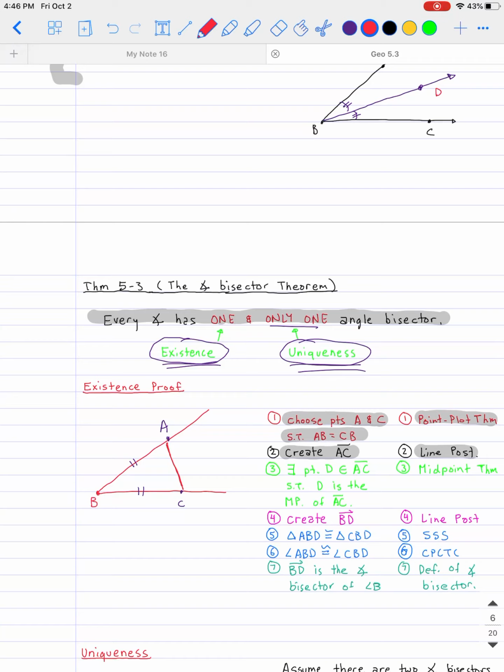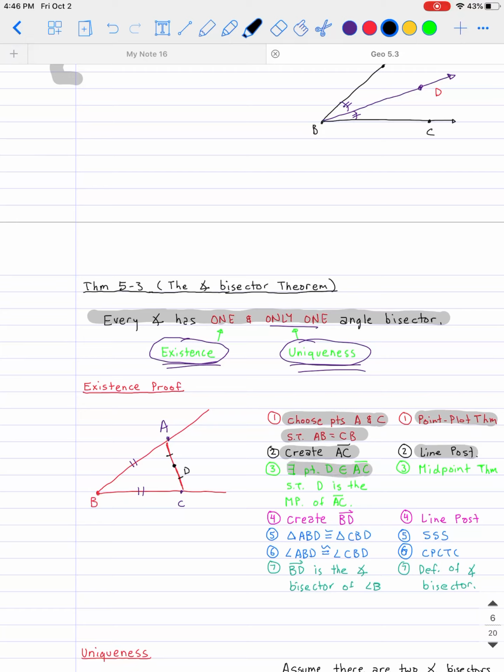Okay. Next, step 3 says there exists a point D on AC such that D is the midpoint of AC. Well, that is the midpoint theorem, not the definition of midpoint, because the definition says that it breaks it into 2 equal parts. This one is a uniqueness theorem, because this is what we're trying to prove, right? I'm trying to show that there's only one bisector, whereas the midpoint theorem says that there's only one midpoint. So right in the middle, I'm going to point my point D right there. And because D is the midpoint, I can say that these two segments are going to be congruent to each other.